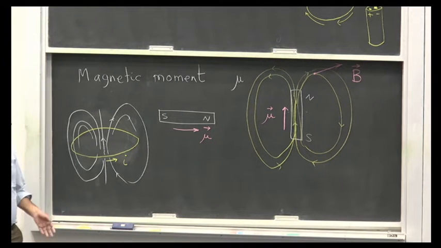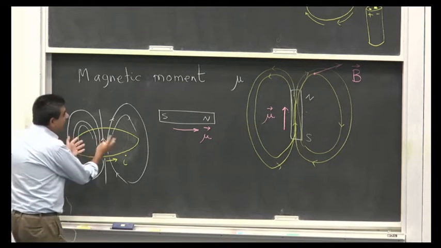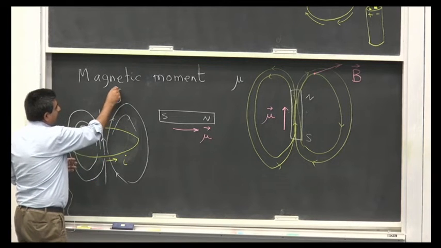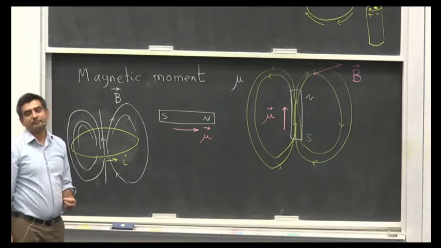Electric field lines can start and stop somewhere. Magnetic field lines can't, because there is no analog of charge in a magnetic field. There is no magnetic monopole. Anyway, so this current carrying loop also produces a magnetic field B, and it also has a magnetic moment, mu.